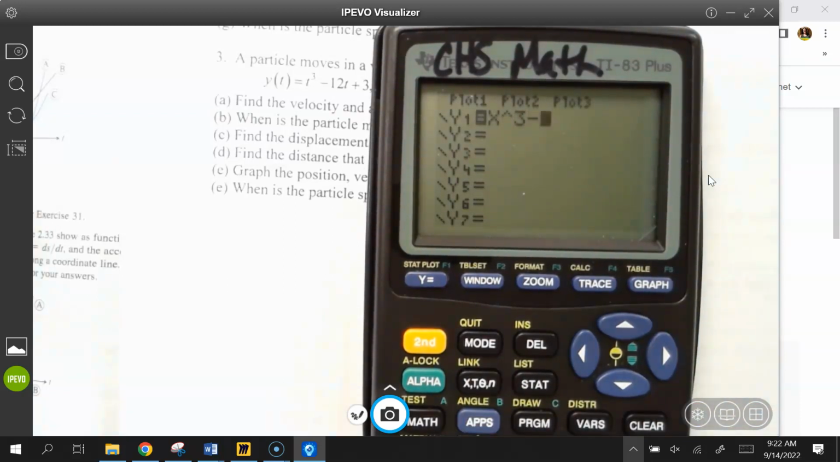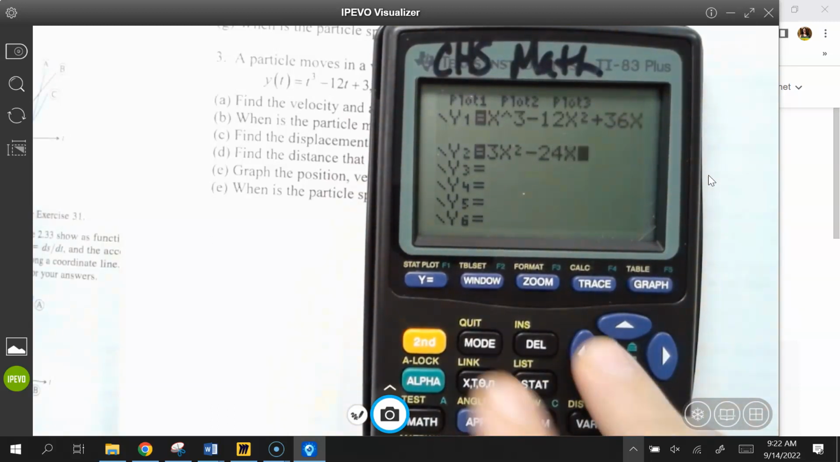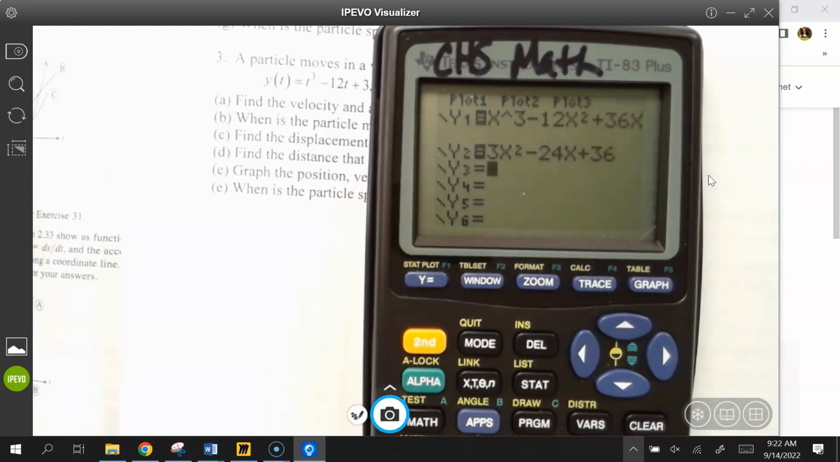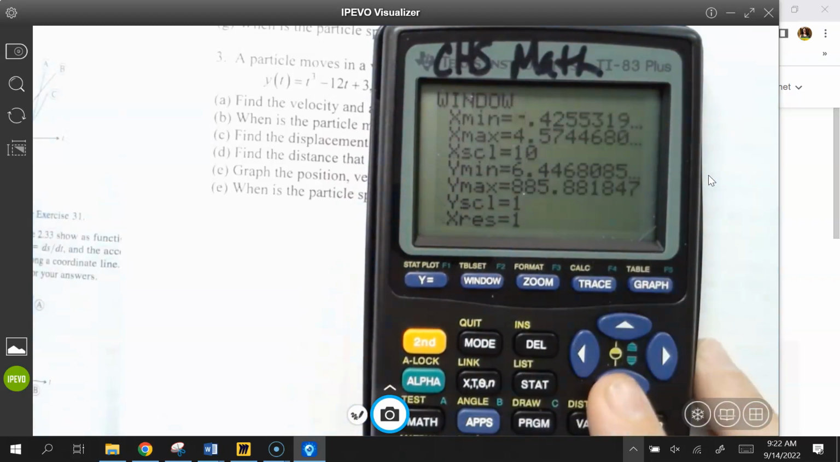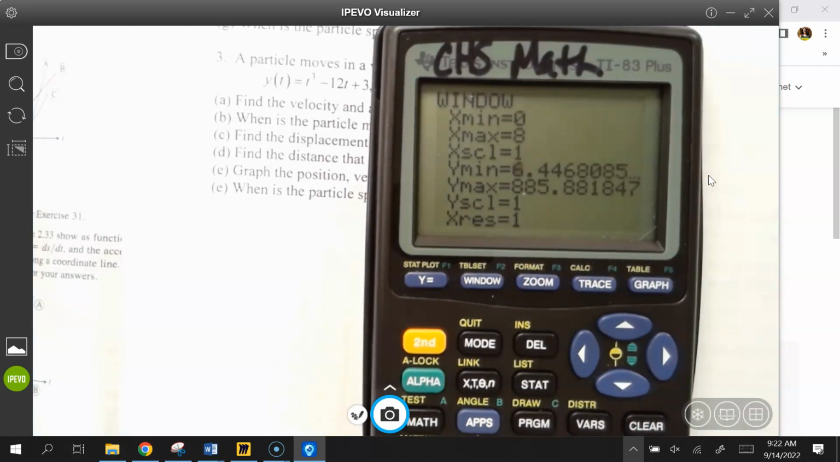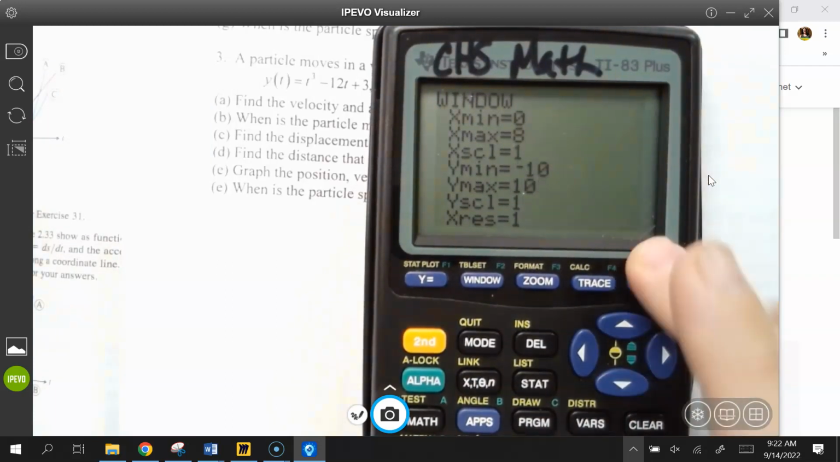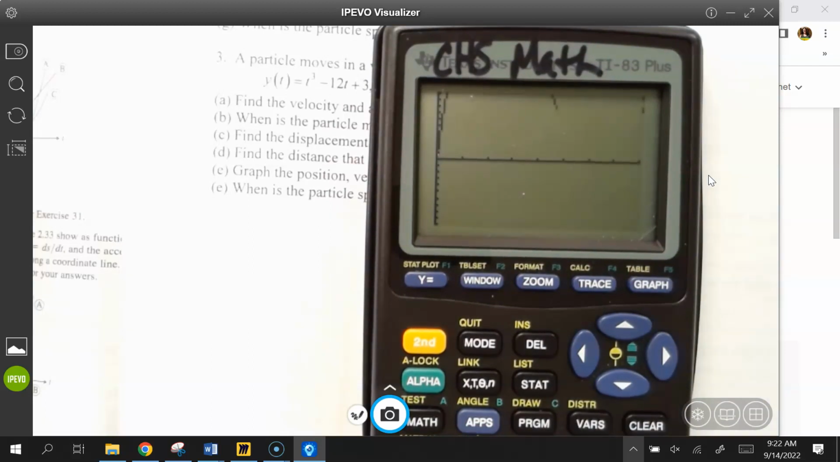X cubed minus 12x squared plus 36x. Then I'm going to do 3x squared minus 24x plus 36, and then I'm going to do 6x minus 24. 0 to 8. I don't think that's going to pick everything up, but we'll see. There's my cubic. That's my position function. I have 2 cubics.